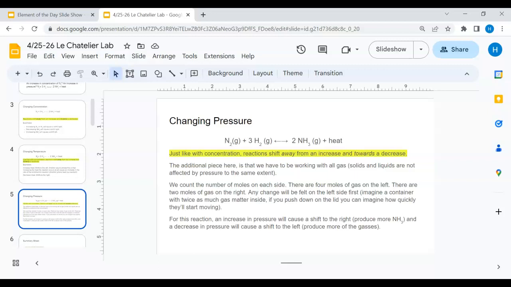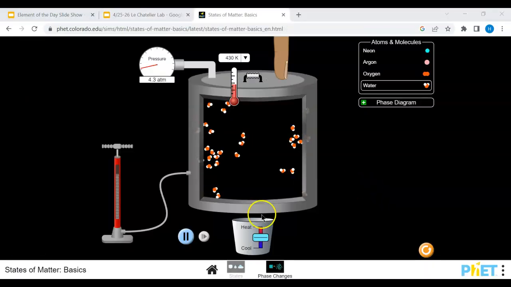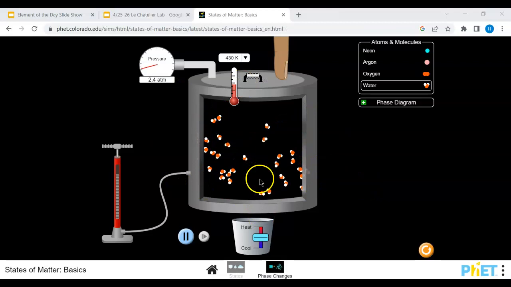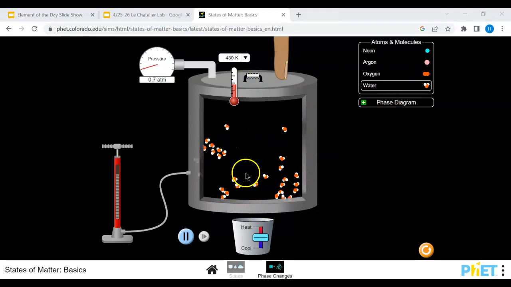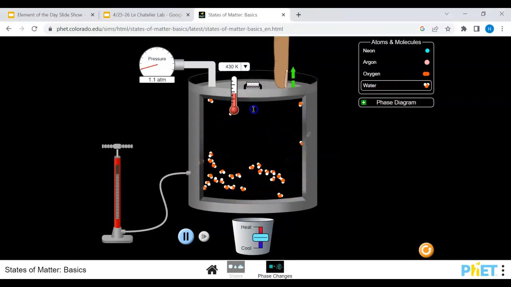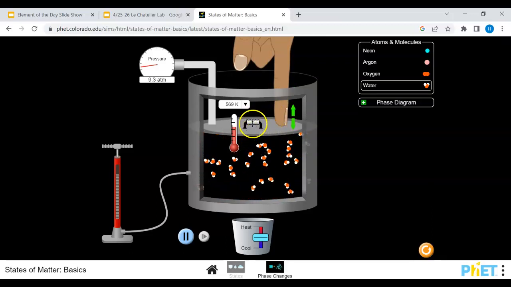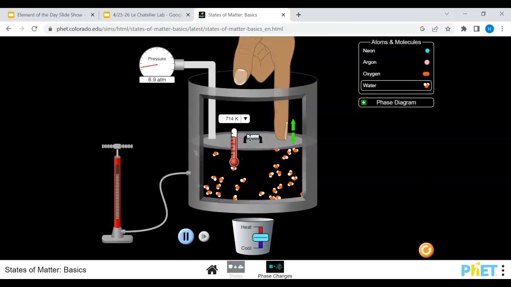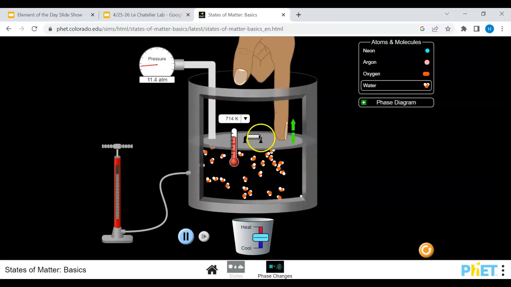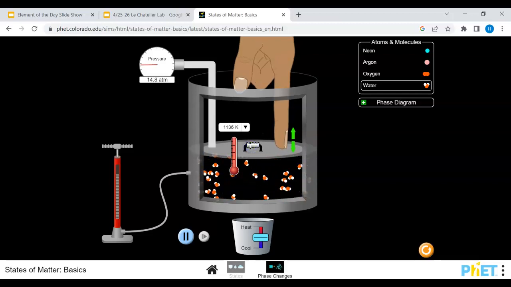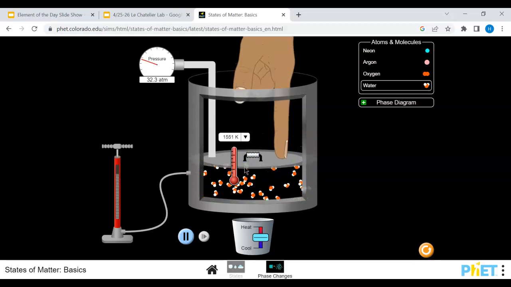Let me pull that simulation up for you all so you can see it. So we can see that in this simulation where we have water as a gas, as we increase the pressure, these are starting to run into each other a little bit more. We're increasing the pressure by decreasing the volume of the container because gases fill all the space possible. As we increase this pressure, they're going to start moving faster and faster, and that's going to increase the chances that they're going to run into each other and form a new bond.